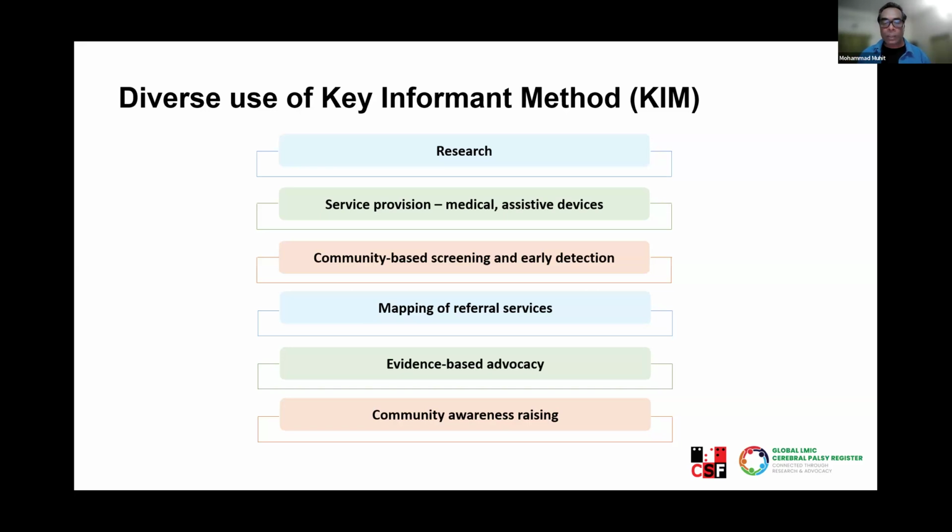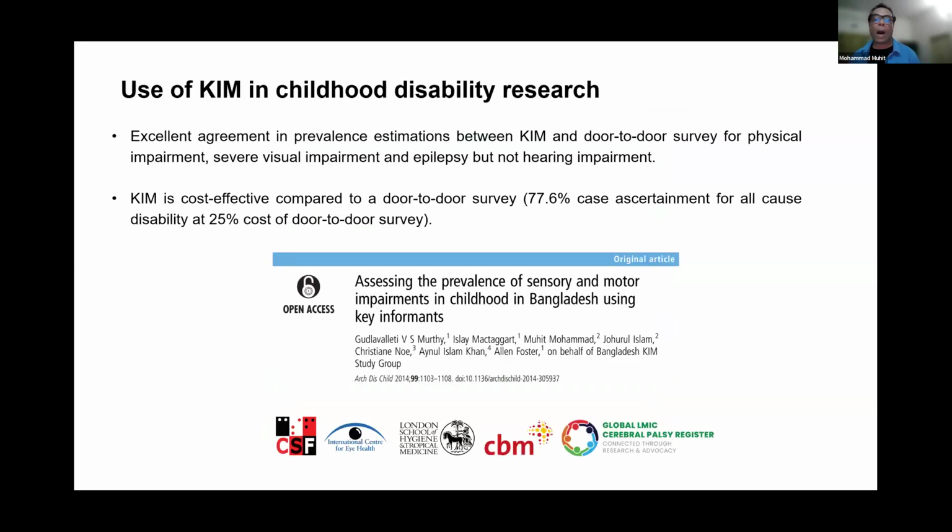Community awareness raising throughout the process, because it is delivered at the grassroots level and involves local communities, creates a huge awareness in the community as part of the whole empowering process. So in disability research, we have done it. I have mentioned already that we looked at initially blindness, but also hearing impairment in children, epilepsy in children, and we did some validation of the process and documented all the steps through those projects.